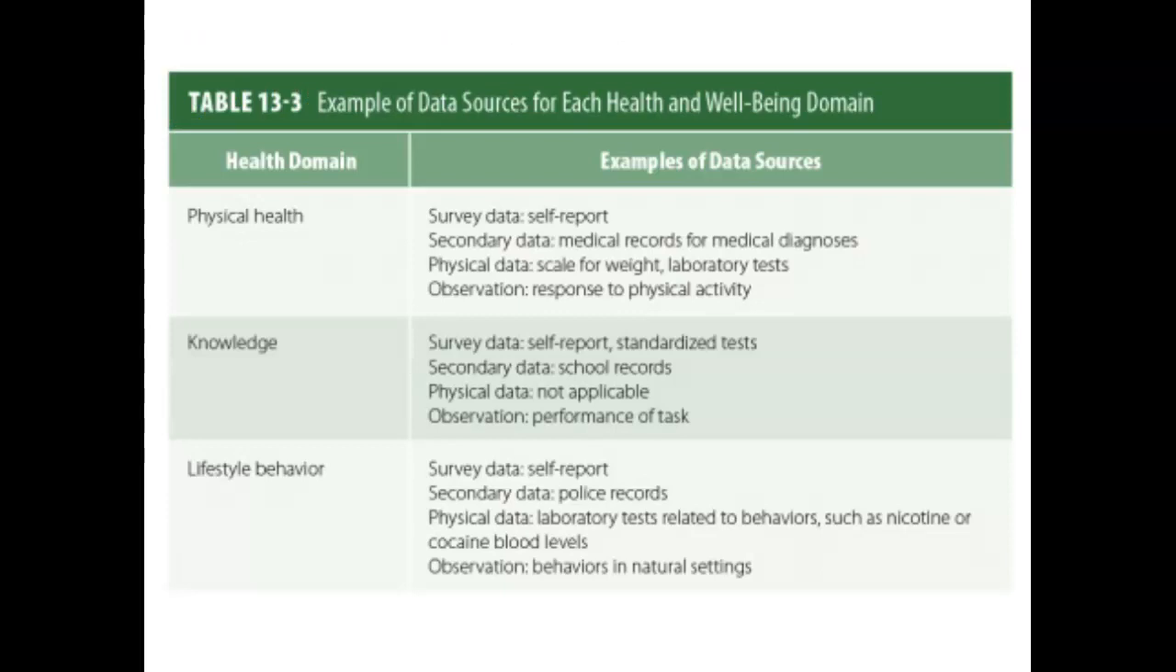Here is a section of Table 13-3 from your text, which shows some of the potential data sources for different health domains. So you can see that for physical health, self-reported survey data are commonly used, as well as analysis of secondary data from things like medical records. You can also use physical data from lab tests or weight that you could capture from scales. And you could also observe physical health to see if someone is, for instance, having labored breathing after walking a flight of stairs or running a mile.